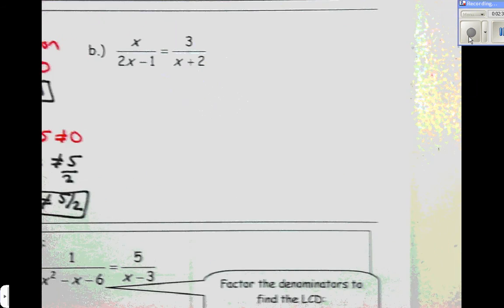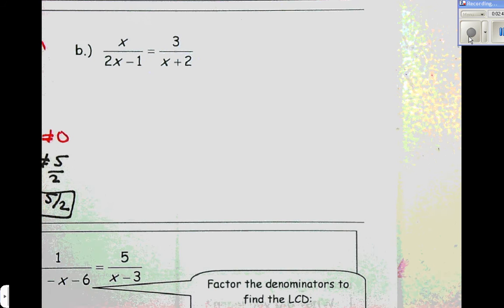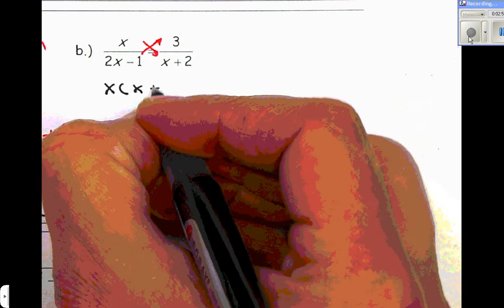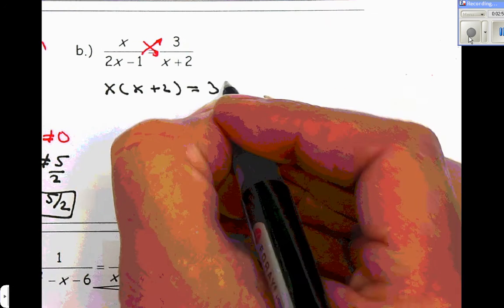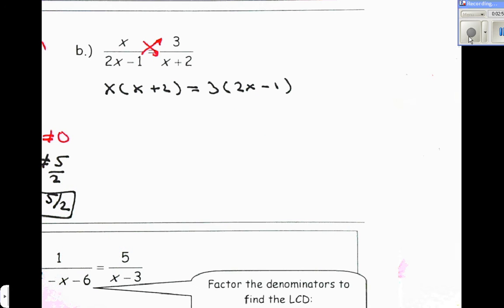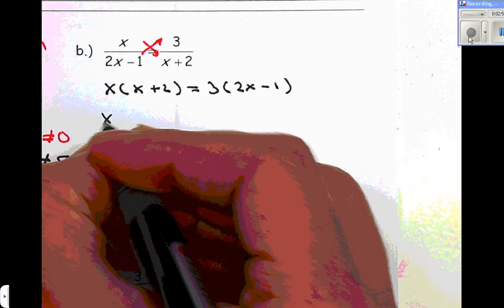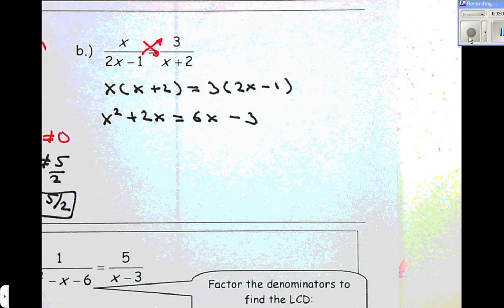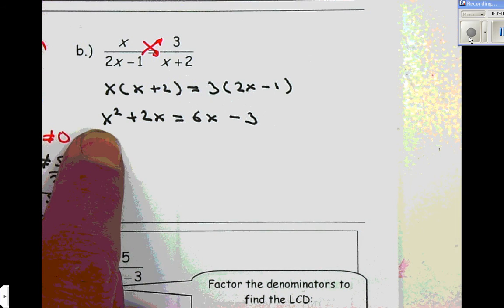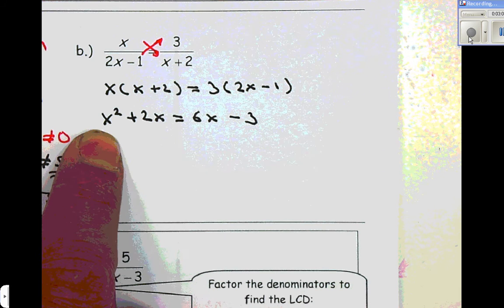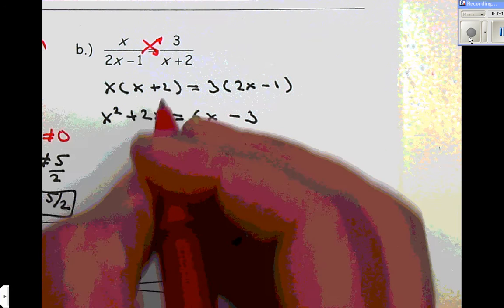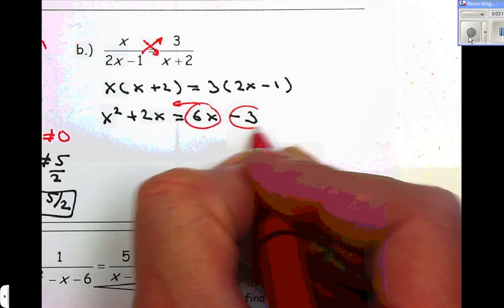Let's go through example B. We have a fraction equal to a fraction, so we just cross multiply. We have x multiplied by x plus 2 equals 3 multiplied by 2x minus 1. Distributive property, we have x squared plus 2x is equal to 6x minus 3. Now, every time that we have a quadratic equation, the biggest exponent is square. We want to be able to make it equal to 0 and see if we can factor it. So let's go and move the 6x to the left and the 3 to the left.